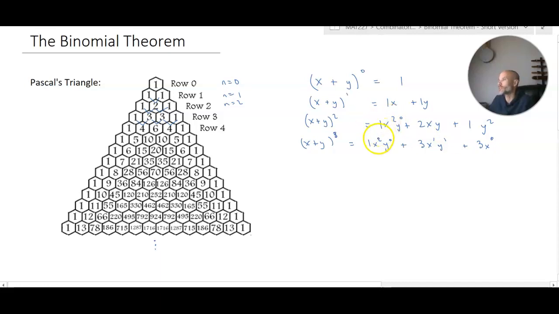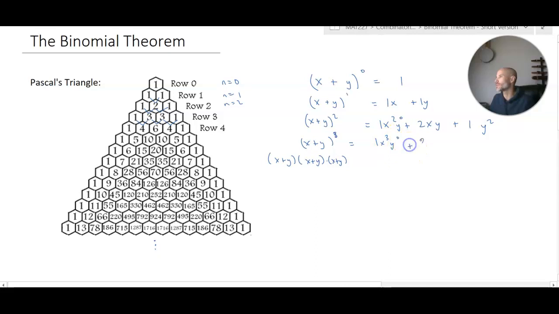No, I'm sorry, this should be x cubed. Let's rewrite this real quick. So we'll have 1x cubed y to the 0. If we do this, we basically have to first distribute, in other words, FOIL x plus y times x plus y, which would give us this line, and then multiply all of that by x plus y, which would give us a lot of terms.